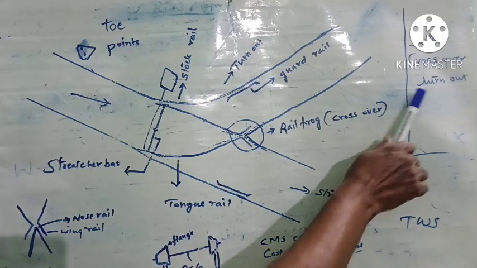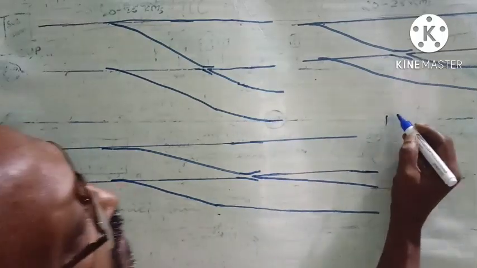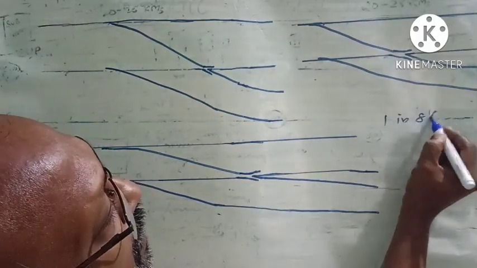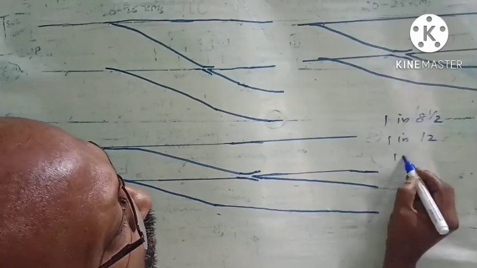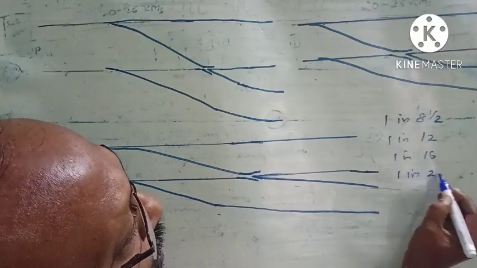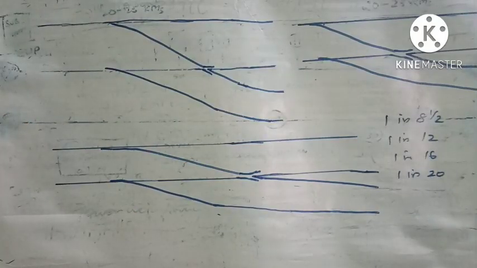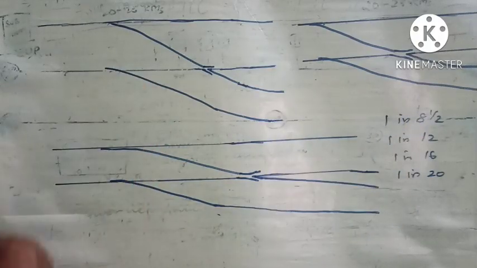Now coming to the turnout, we used to hear the turnout mentioned as 1 in 8.5 or 1 in 12 or 1 in 16 or 1 in 20, like that. So what is meant by this 1 in 8 and a half turnout? Here you see this figure.